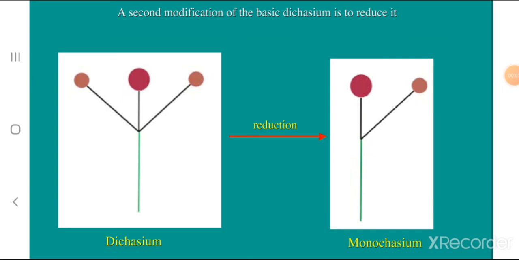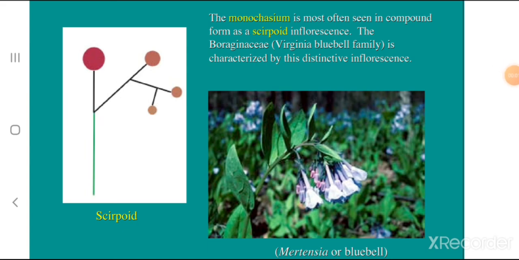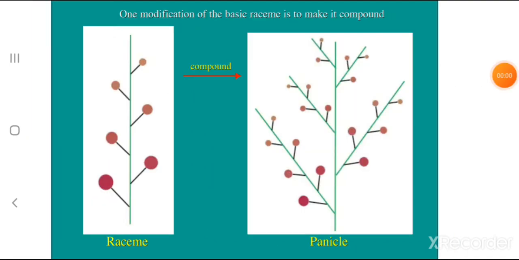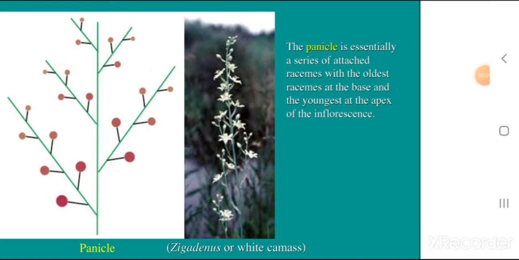Monochasium is a modification of dichasium. In this inflorescence, only a single lateral branch arises after termination of the floral axis. Scorpioid inflorescence is a compound monochasium, which can be seen in the Boraginaceae family. Panicle is a branched raceme and the branches are themselves racemes. The oldest raceme is present at the base and the youngest raceme at the apex of the inflorescence.